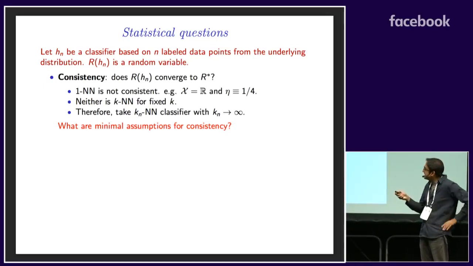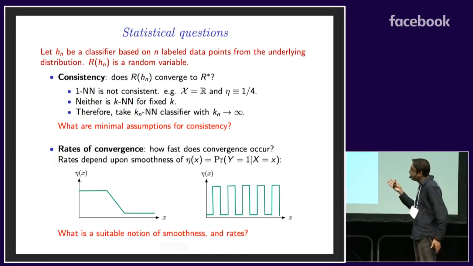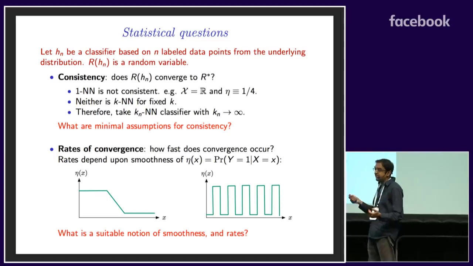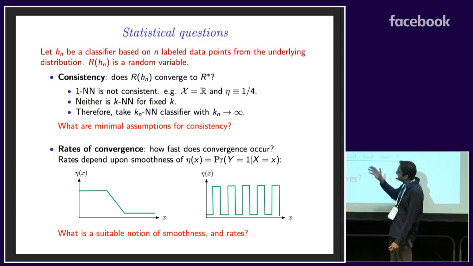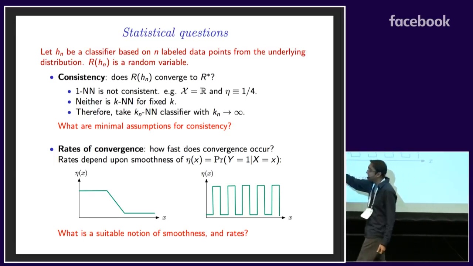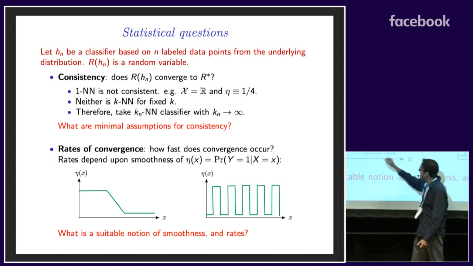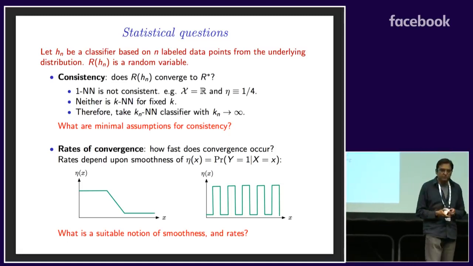One general question has been, what are the minimal conditions we need for consistency? And I'll say a little bit more about that. And then, of course, there's the rates of convergence, which is what matters for a finite data set. And ultimately, they depend on the smoothness of this eta function, the smoothness of the decision boundary. Is it a nice, simple decision boundary, or is it really jagged? Okay, and there are different ways of quantifying this.